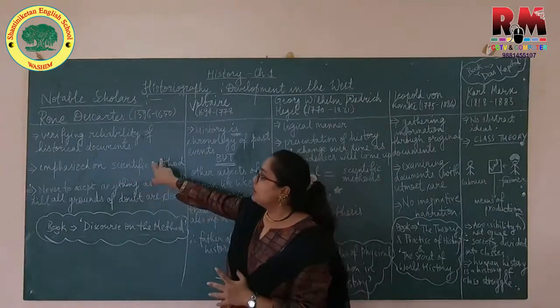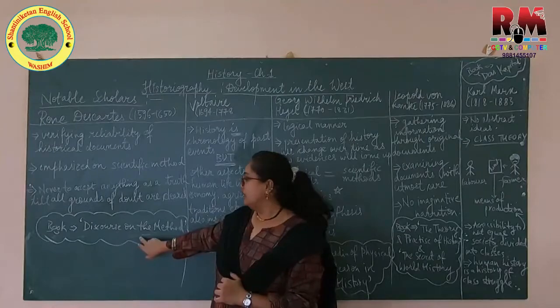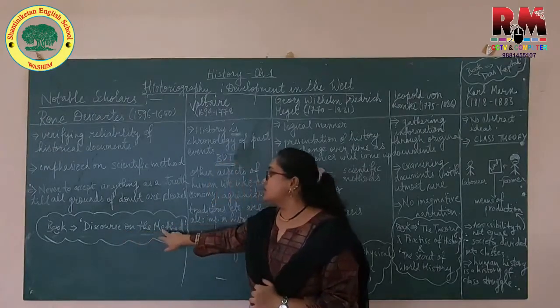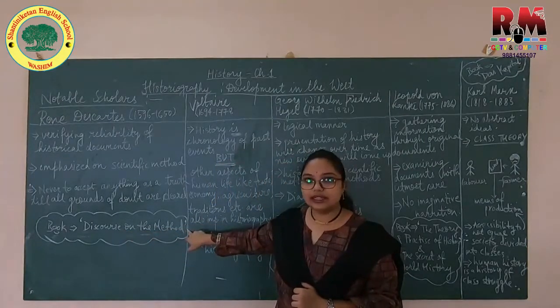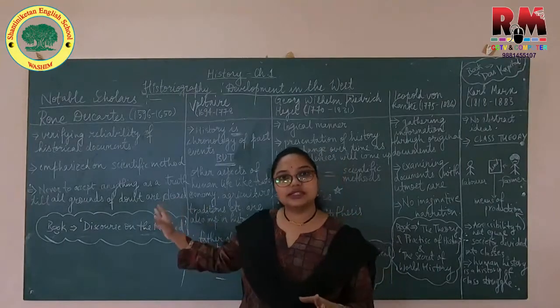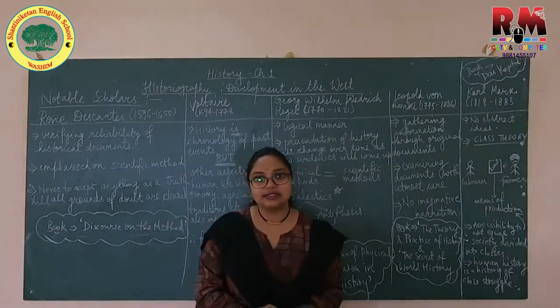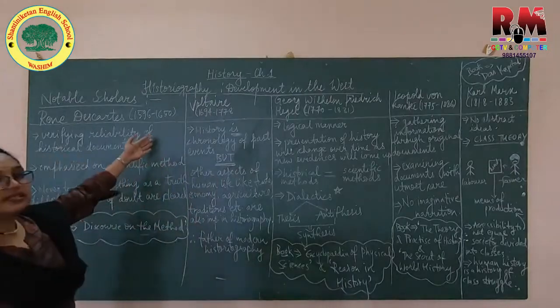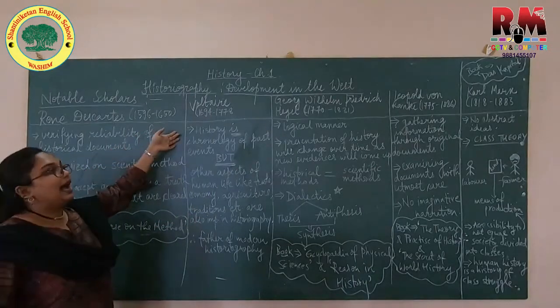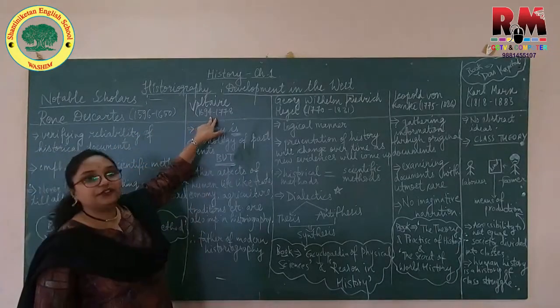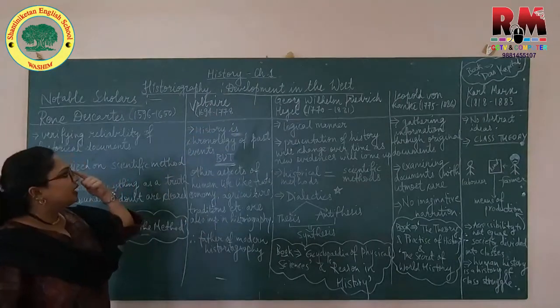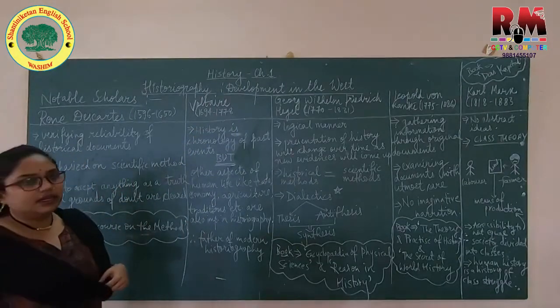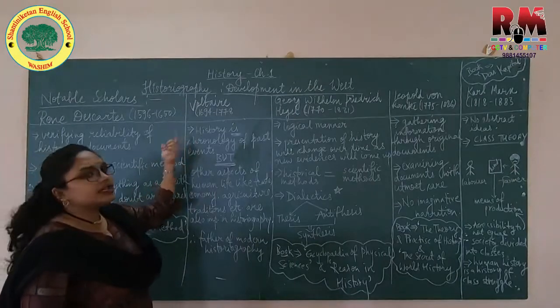Now, the book written by René Descartes is named The Discourse on the Method. Very clear? We are very clear with our first scholar, that is René Descartes. Now moving on with our next scholar, that is Voltaire, and his life period is from 1694 to 1778. Now, what is Voltaire telling us? Voltaire is telling us that history is what?